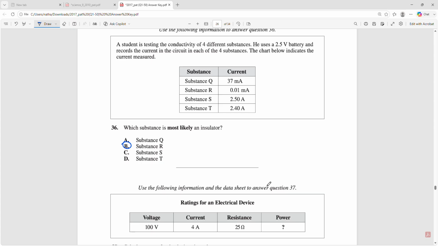Question 36. A student is testing the conductivity of 4 different substances. He uses a 2.5 volt battery and records the current in the circuit of each of the 4 substances. The chart below indicates the current measured. Okay, so he's hooked it up to some kind of circuit. Maybe there's a light bulb, who knows? But he's measuring the current. The only thing he's changing is the different material, the conductor.